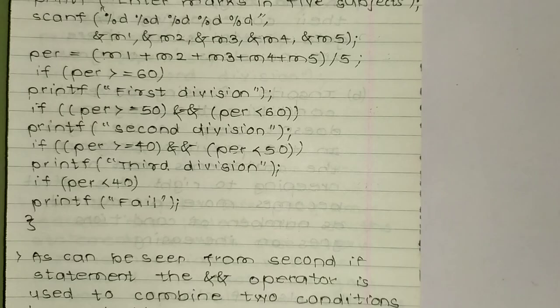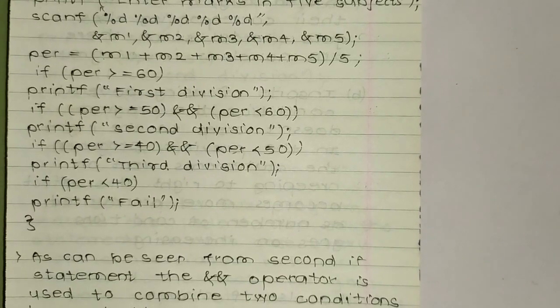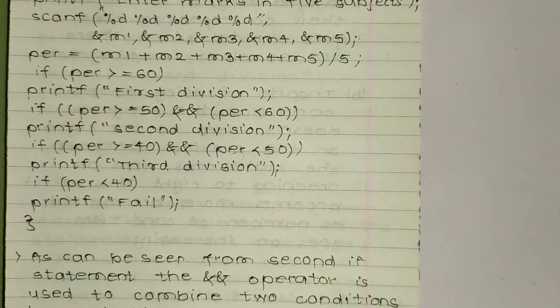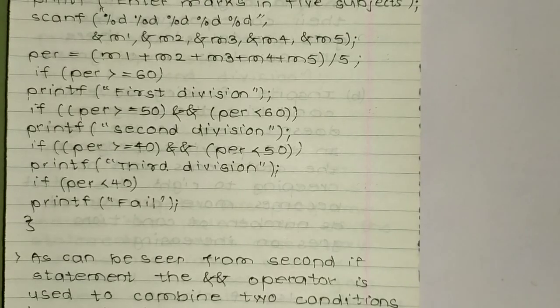So here in this program we have used the logical operator and. For defining if the percentage is between 50 and 60, we used and, and thus we printed second division. To define that the percent value is between 40 and 50, we used per 40 and per 50, and we wrote third division. So we used logical operators.